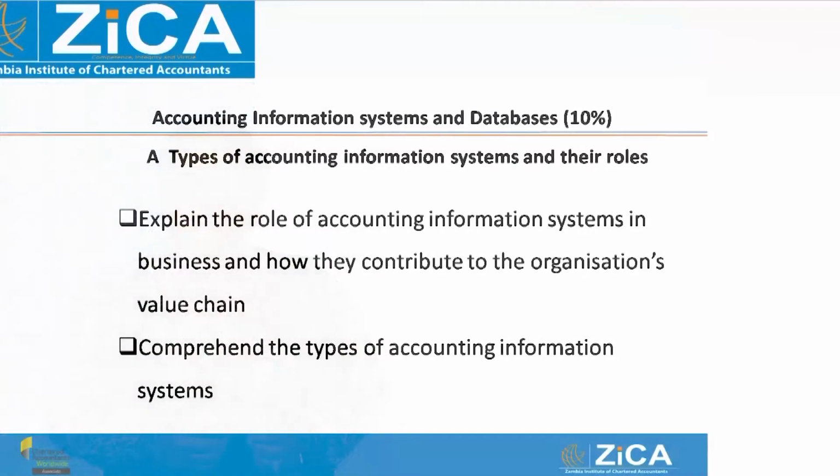Accounting information systems and databases have a weight of 10%. Types of accounting information systems and their roles. Explain the role of accounting information systems in business and how they contribute to the organization's value chain. Comprehend the types of accounting information systems.